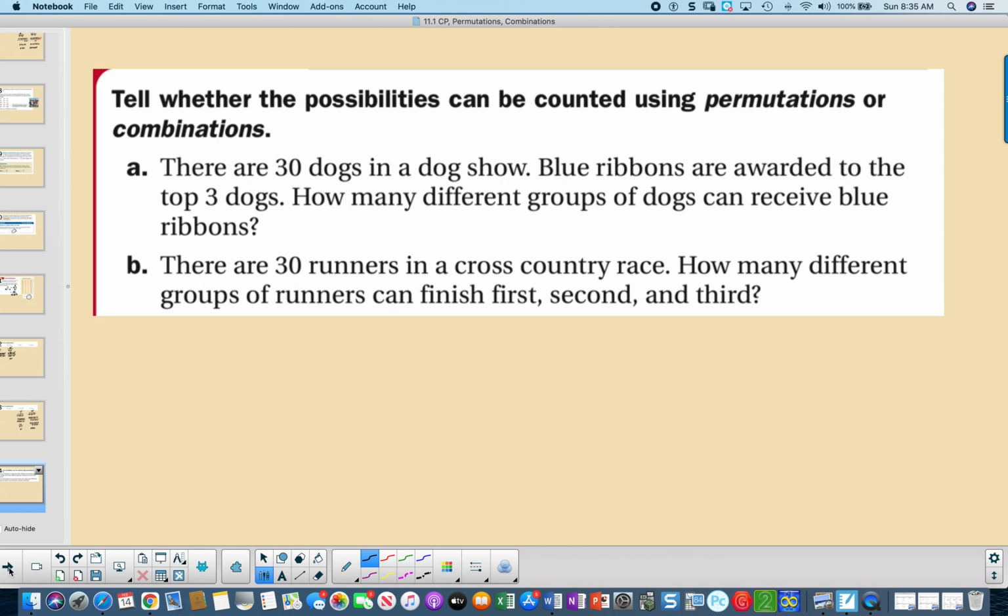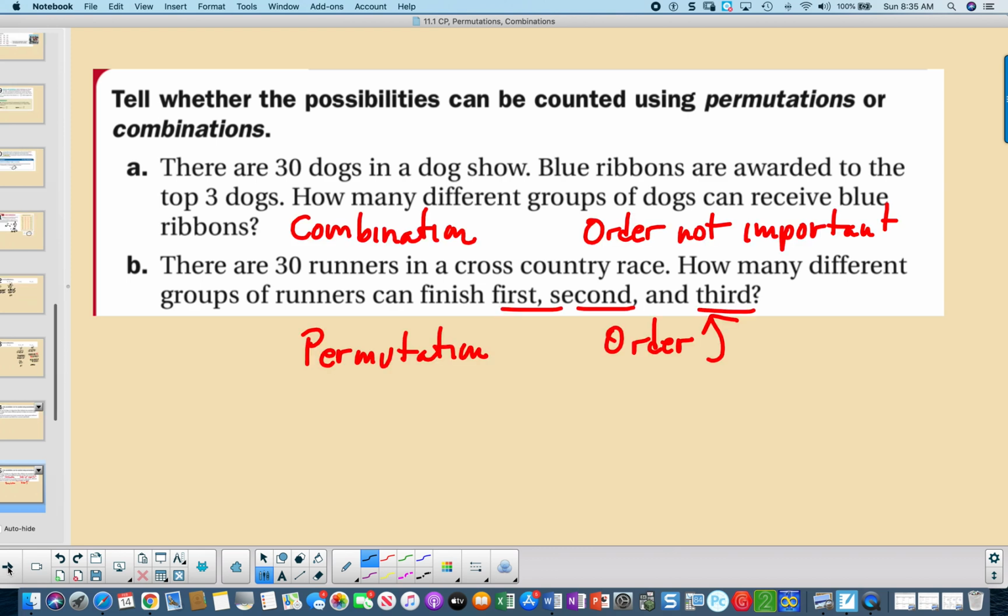Okay, let's pause and see if you can tell whether each situation is a permutation or a combination. Remember, permutations, order is important. Combinations, it is not. And here's the answer.